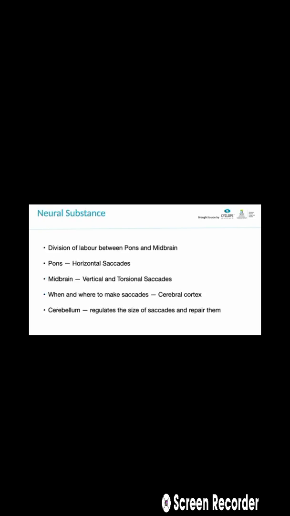Coming on to briefly the neural substrate, the burst neuron circuits in the brainstem provide the necessary motor signals for the extraocular muscles for the generation of saccades. Within the brainstem, there is a division of labor between the pons and the midbrain. Whereas the pons is engaged for the horizontal saccade generation, the midbrain is engaged for the vertical and torsional saccade generation. The cerebral cortex decides when and where to make saccades.